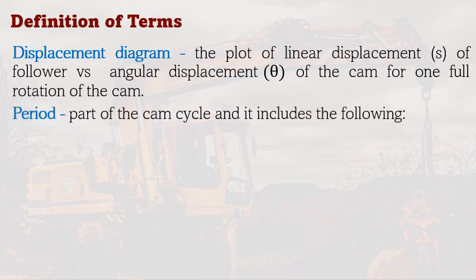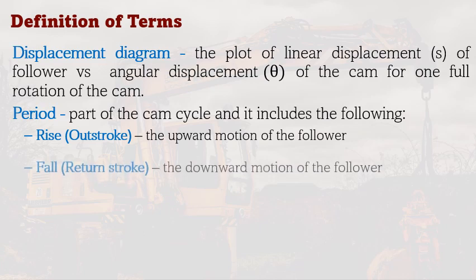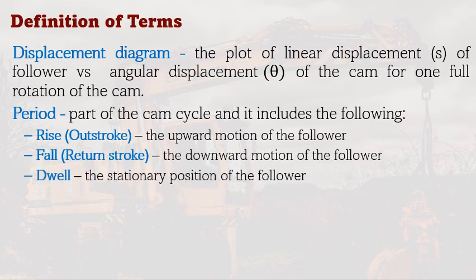In the displacement diagram, we can see the period, which is part of the cam cycle and includes the rise, which is the upward motion of the follower, fall, the downward motion of the follower, and dwell, the stationary position of the follower.